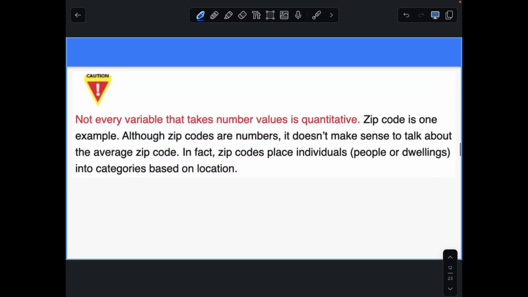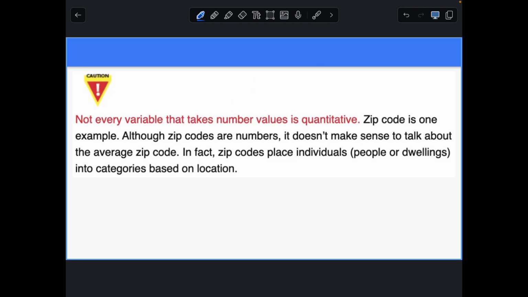Okay, now I wanted to make a note. Not every variable that takes number values is automatically quantitative. For example, zip code. Zip codes are numbers, but when we talk about zip codes, that refers to an area. It doesn't make any sense to talk about an average zip code because that does not exist. Okay, it's just based off of location. So even though it's a number, it's still a categorical variable.